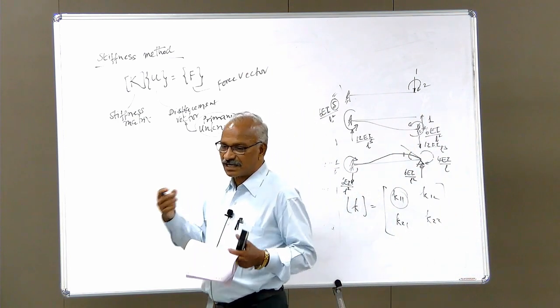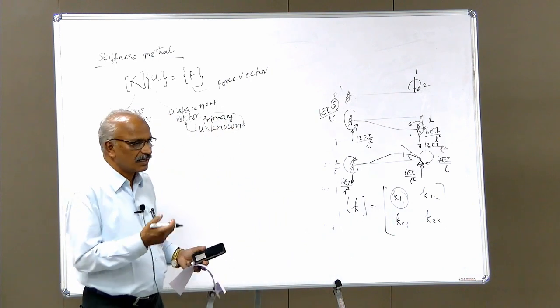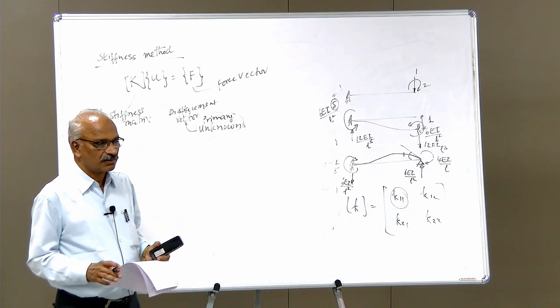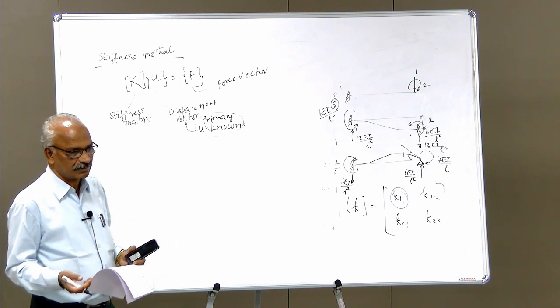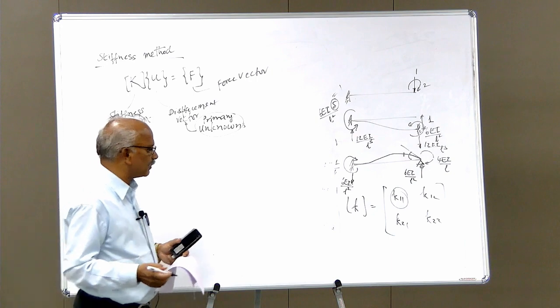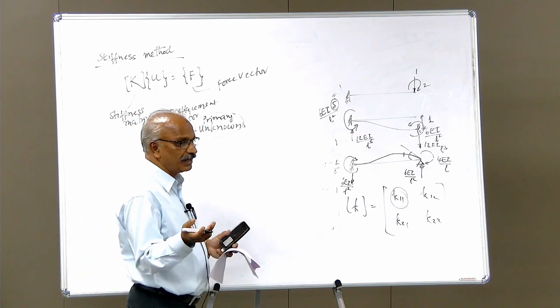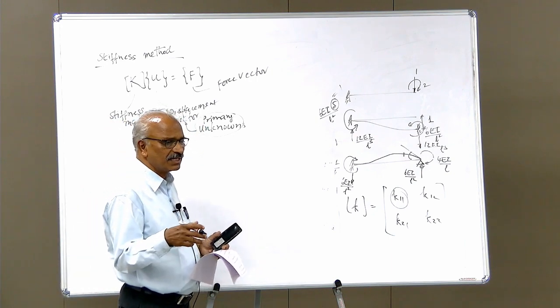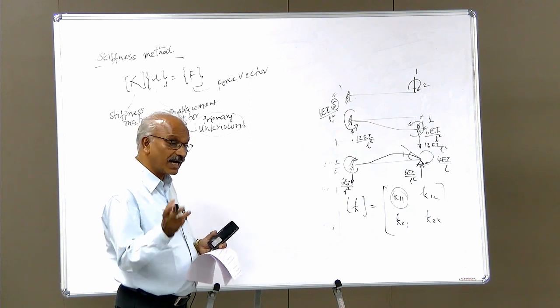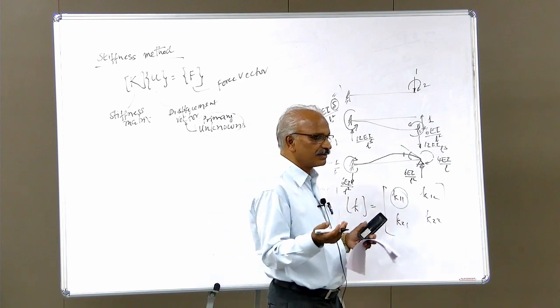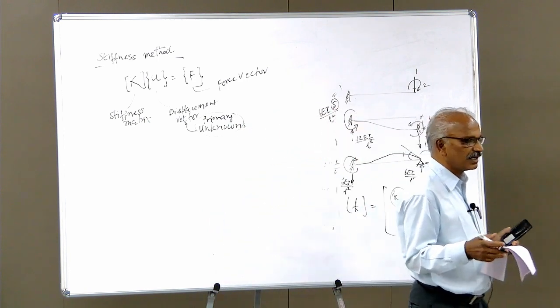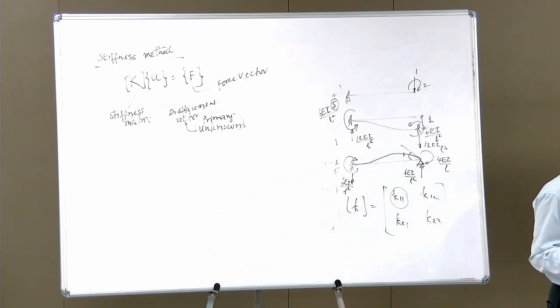For statically determinate structures, it is based on the number of coordinates. Now, suppose we take a fixed beam. A fixed beam is statically indeterminate, but kinematically determinate, because A is fixed, no displacement, B is fixed, no displacement. So the structure is statically indeterminate, but kinematically determinate.